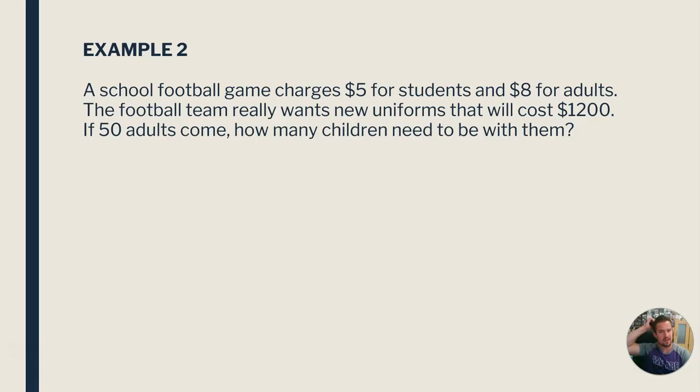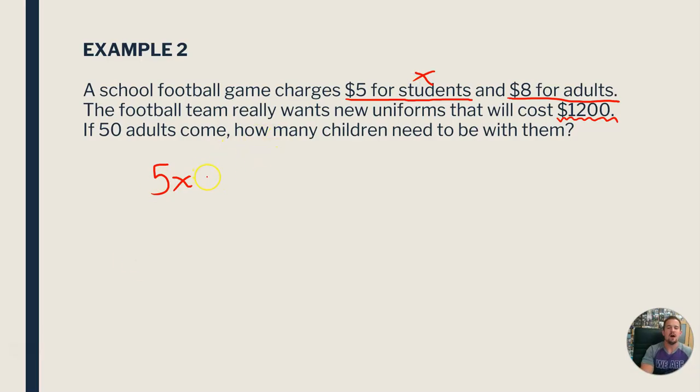A school football game charges $5 for students and $8 for adults. The football team really wants new uniforms that are going to cost $1,200. If 50 adults come, how many children need to be with them in order to meet this cost? Okay, so let's talk about this. So I'm going to charge $5 for students. Okay, so I'm going to write $5. I don't know how many students need to come yet, so I'm going to multiply that by, say, x. x is going to represent how many students need to come to this football game.